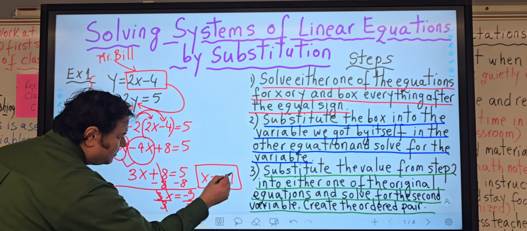Example 2. In example 2, we have y equals 2x plus 3. And the second equation, we have y equals 5x. Now the difference between example 1 and example 2: in example 2, we see both of the equations have the y by itself. And the question is, which one do you want to box? Do you want to box the top equation and then replace that into the bottom? Or do you want to box the bottom and replace that into the top? Either one. You have a choice here.